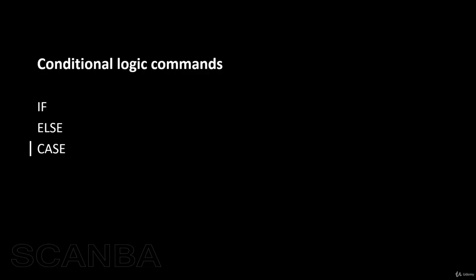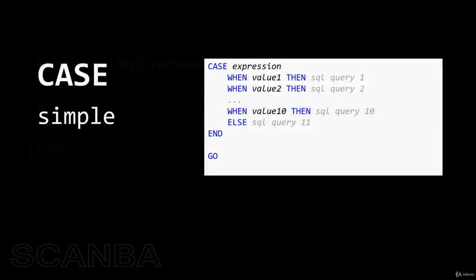SQL Server distinguishes two types of the case operator, the simple case and the searched case. The simple case operator evaluates an expression in its argument. The expression is an arbitrary user code that returns a single value. If this value is equal to the value 1 in the first when clause, then the SQL server executes the SQL query following the then keyword and so on. If two when statements have the same value, then SQL server executes the query after the first valid when statement.